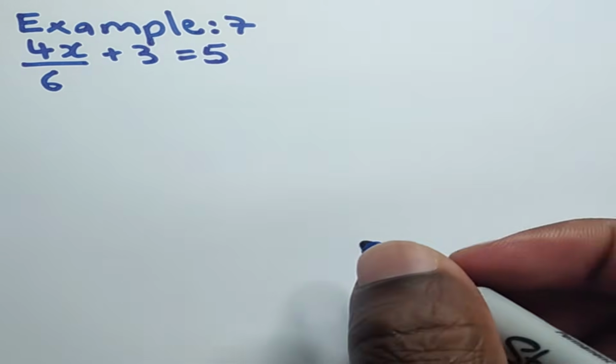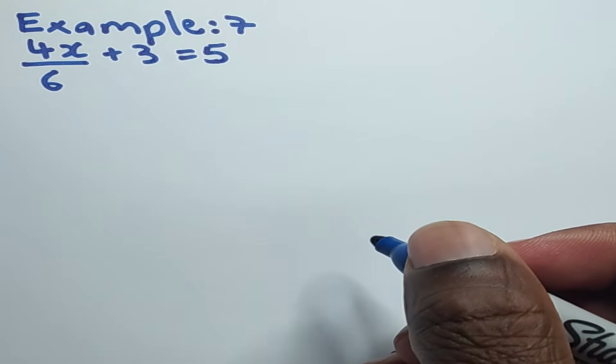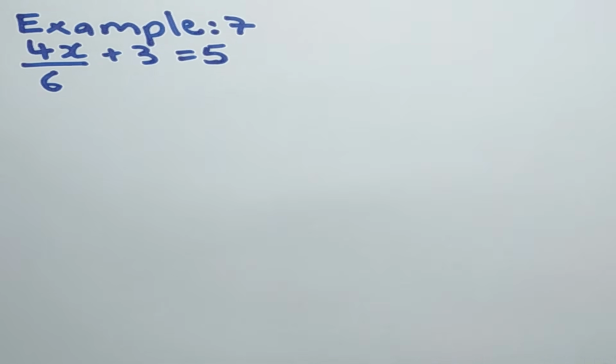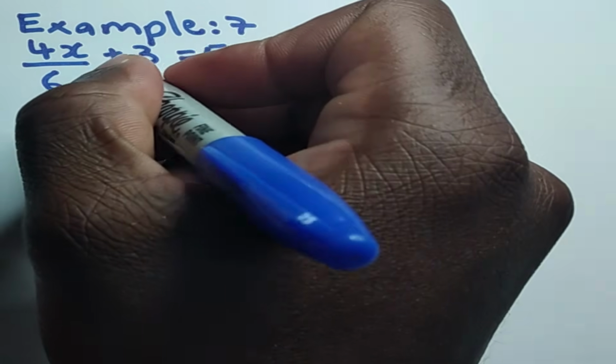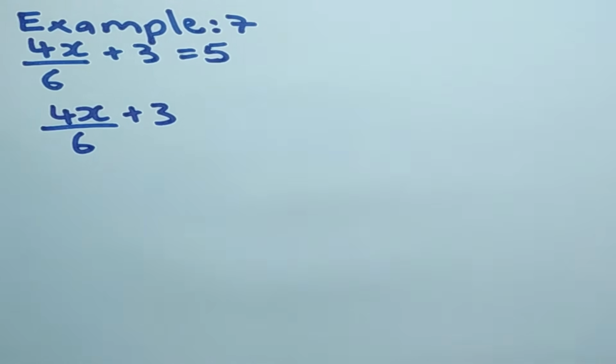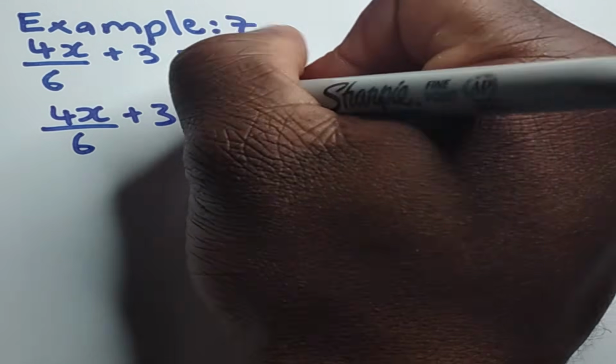So let's look at example 7. There are several ways we could treat a scenario like this, but for time's sake, I'm only going to demonstrate what I believe to be the easiest way to solve a problem like this. The first thing first, we can get rid of the terms that are furthest away from the x. So we can get rid of the positive 3 first. Here we have 4x over 6, and we have plus 3. In order for us to get rid of the positive 3, we need to do the opposite of that, which is minus 3.